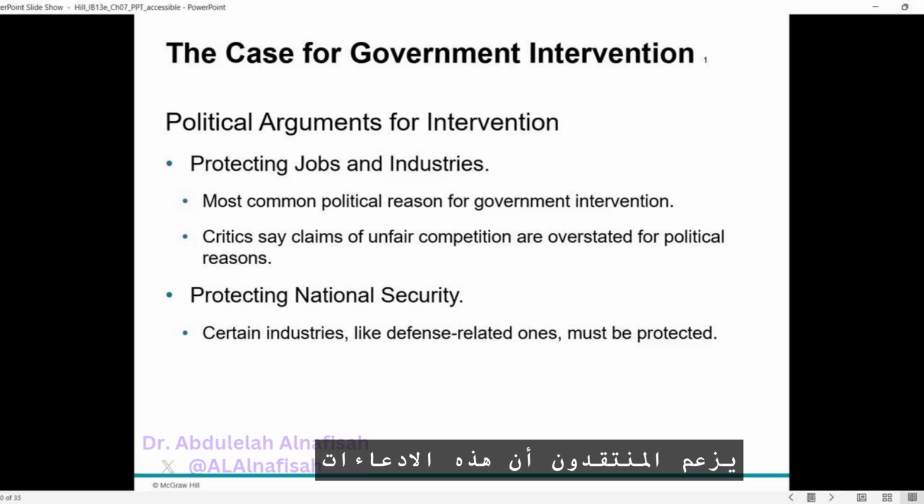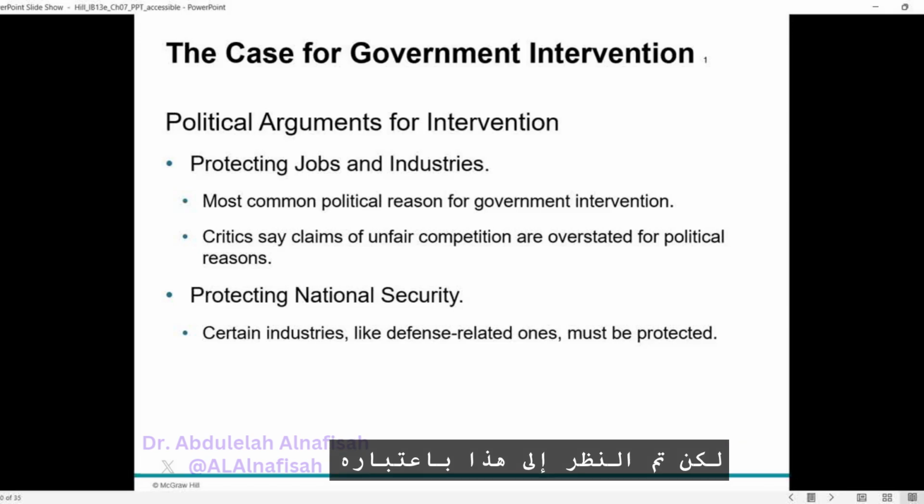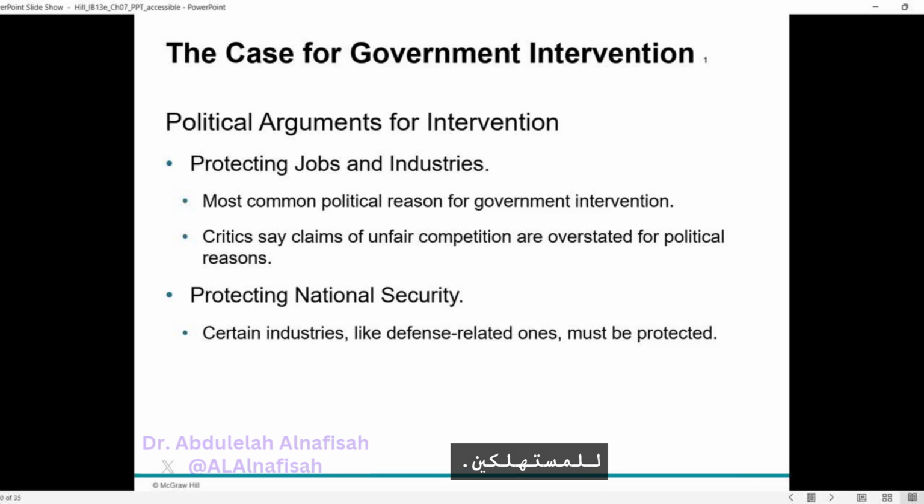However, critics argue that these claims can be politically motivated. For instance, President George W. Bush imposed steel tariffs in 2002 under the guise of unfair competition, but it was seen as a move to win votes in key states. Similarly, the European Union's Common Agricultural Policy, CAP, protects European farmers but results in higher prices for consumers.